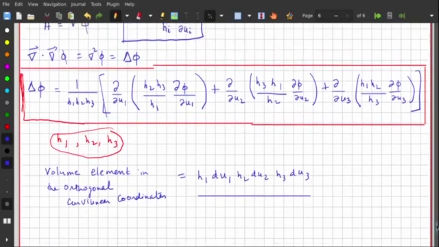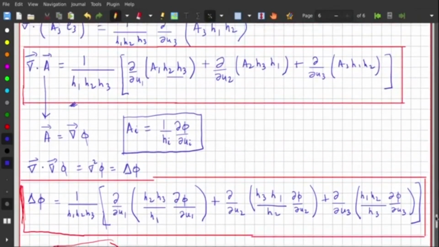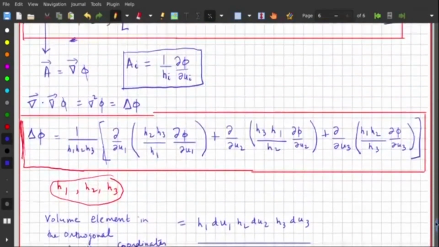Another reason these two expressions are so powerful is that they look very long, but there is a pattern to them. We have h1, h2, h3, then partial with respect to u1, A1, and then 1 2 3, 2 3 1, 3 1 2. The cyclic nature makes it very easy to keep this in mind.